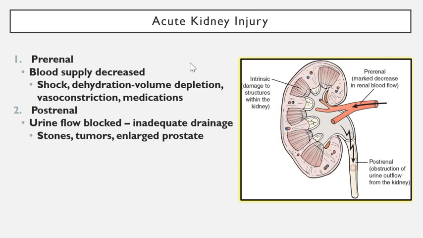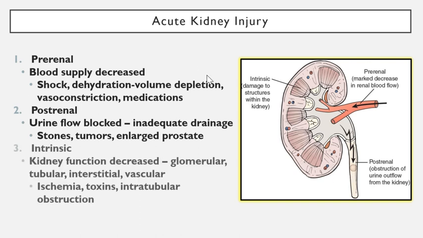And then there's intrinsic problems where the actual kidney is injured in and of itself. It's not the blood supply to or the collecting duct from, but the kidney function is decreased. So this is problems with the glomerulus or the interstitial portion or the vasculature within the kidney itself.